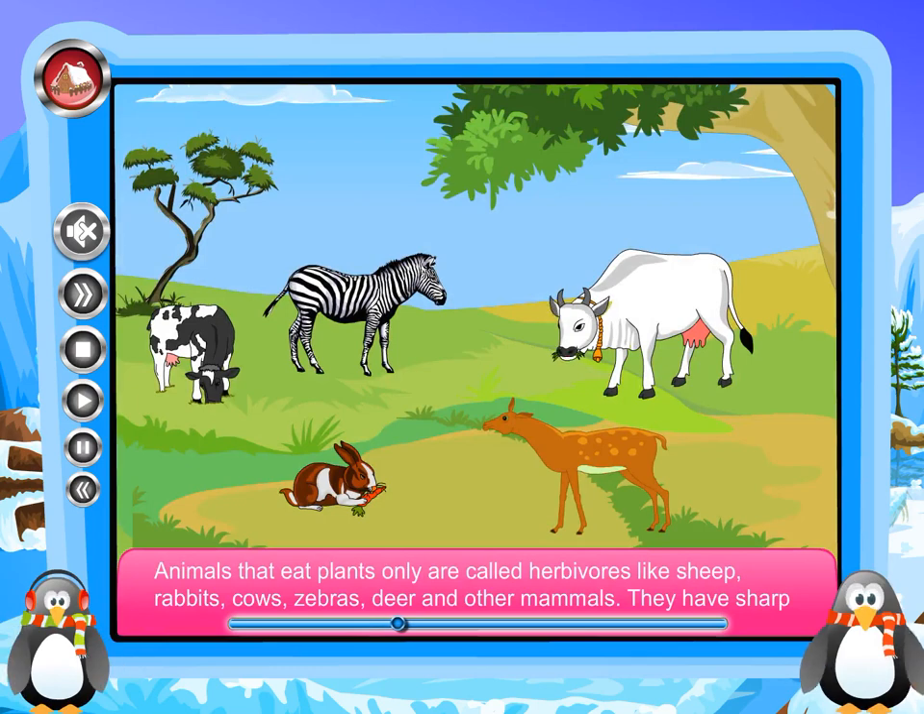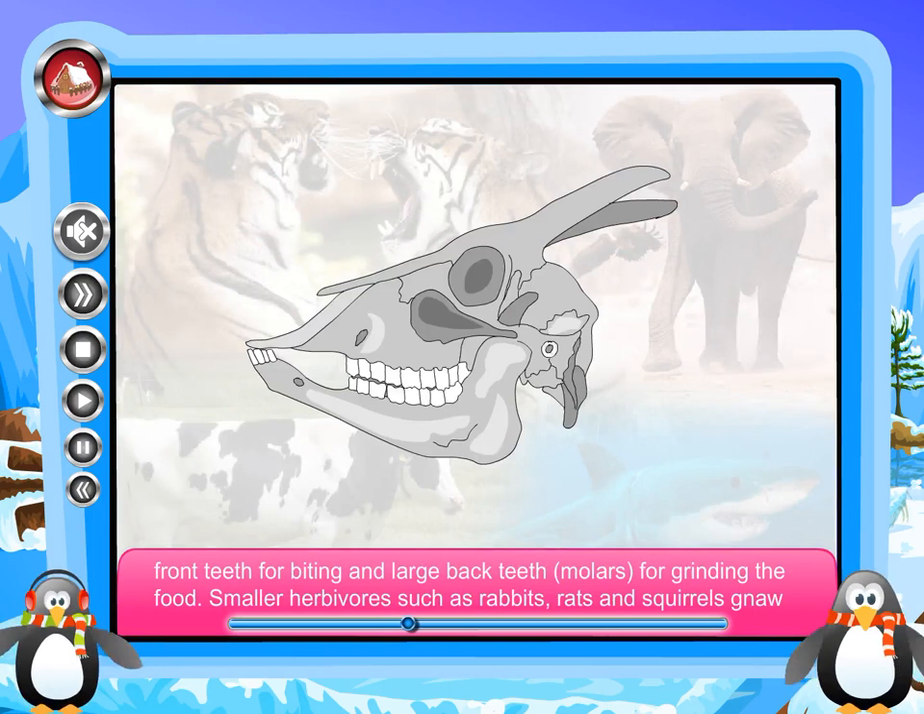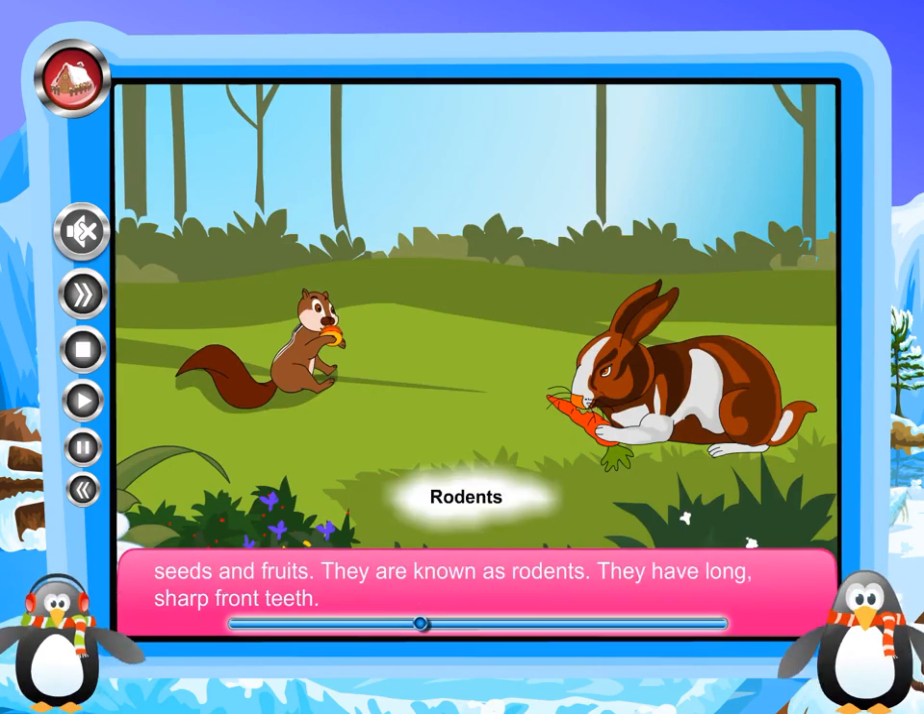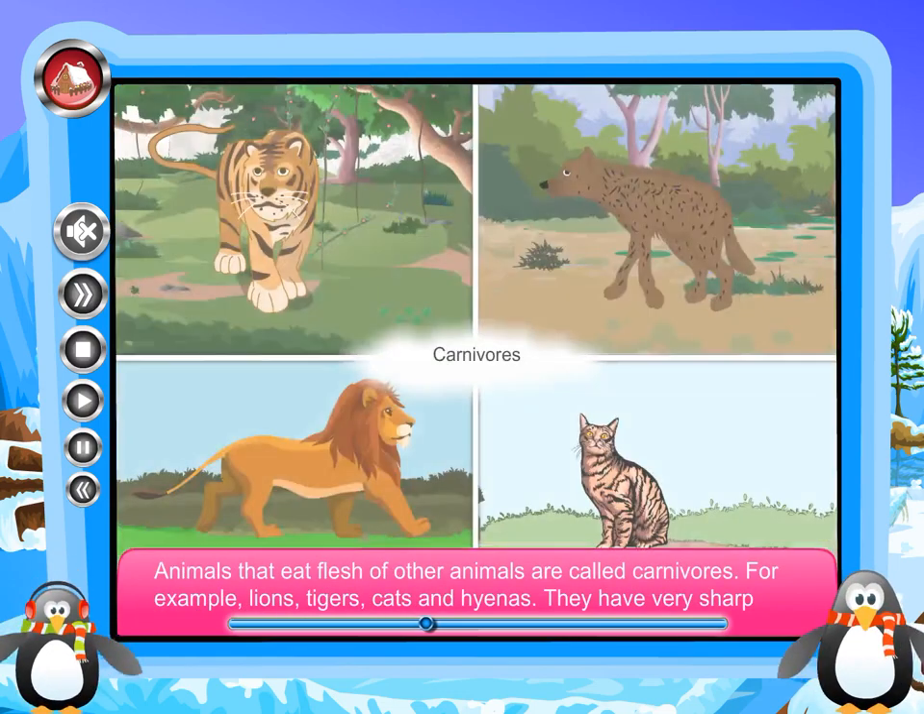Animals that eat plants only are called herbivores, like sheep, rabbits, cows, zebras, deer, and other mammals. They have sharp front teeth for biting and large back teeth, molars, for grinding the food. Smaller herbivores, such as rabbits, rats, and squirrels, gnaw seeds and fruits. They are known as rodents. They have long, sharp front teeth.